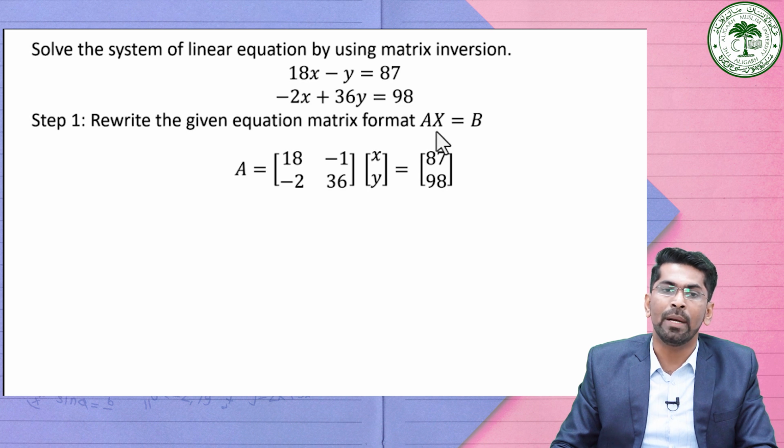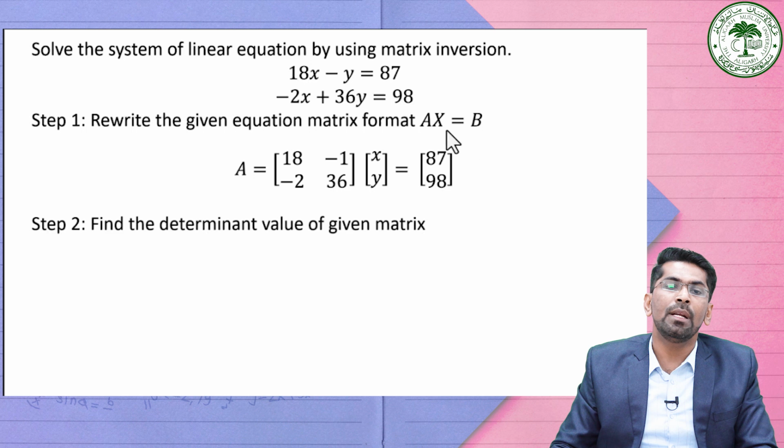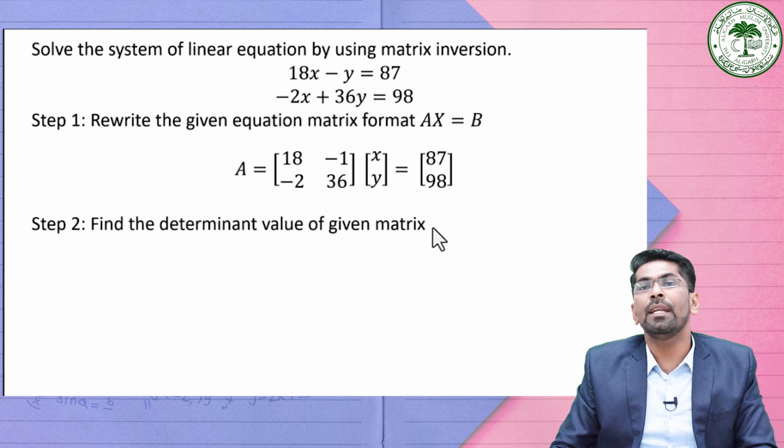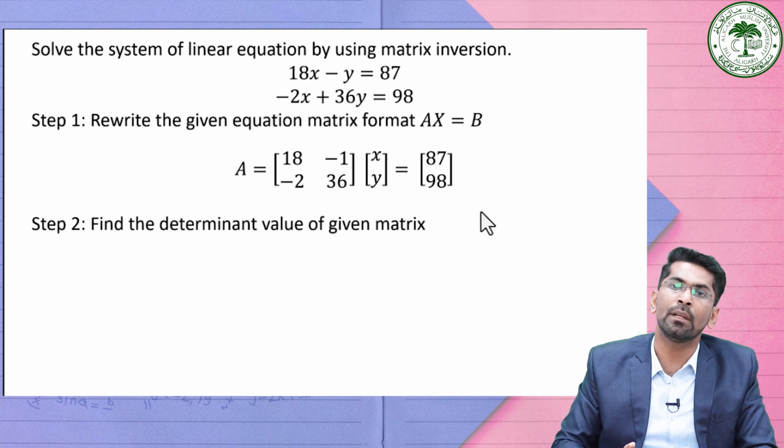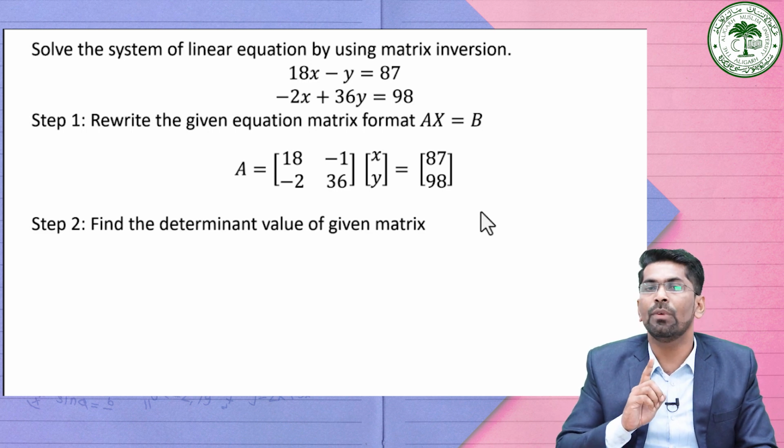And x is the variable matrix. So here we have two variables, that is x and y. So I am multiplying it with x, y, the variable matrix, which is equal to B. What is B? It is the constants given on the right side of each equation, that is 87 and 98. So we have written the given system of linear equations in the form of Ax equal to B. After writing this particular form, we have to find the determinant of the given matrix, because in order to find the solution to the system of linear equations, first we have to find the inverse of the matrix.